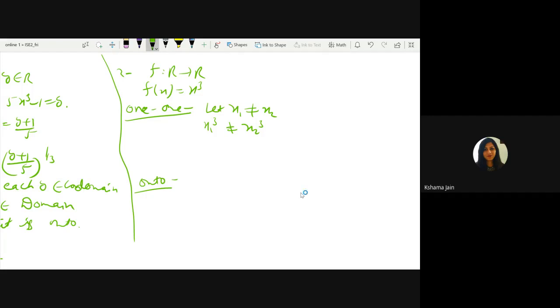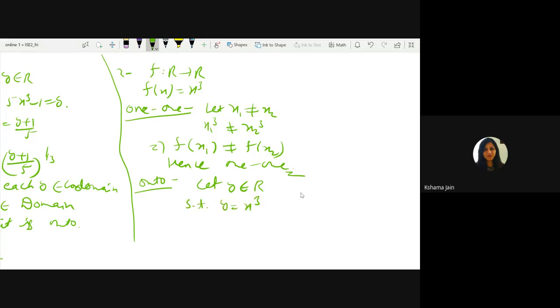In case of a square, we have done such problems already, we can't say that the images are unequal. Two different elements can have the same square, positive and negative numbers. But for cube, it's always different. For negative, it's negative. For positive, it's positive. So x1 not equal to x2 implies f(x1) is not equal to f(x2). So different elements have different images, hence one-one.